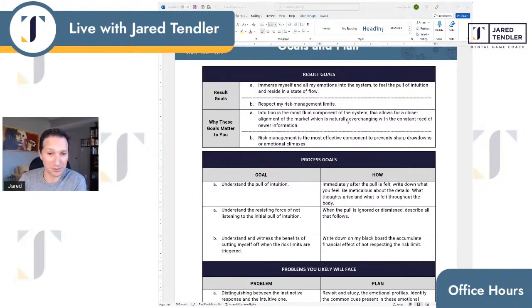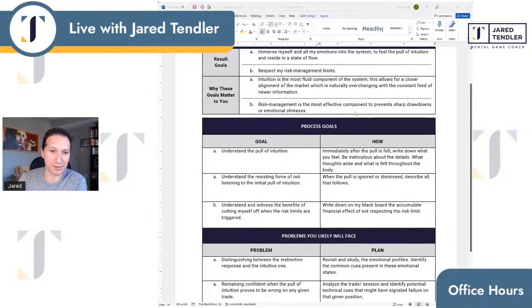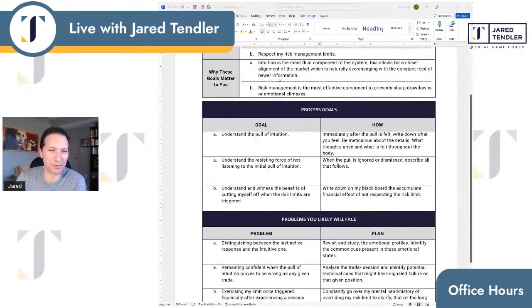So yeah, should all make sense, right? Not overly complicated, but very clear and very direct. So now we get into the process goals, right? So number one is understand the pull of intuition, right? And how immediately after the pull is felt, write down what you feel. Be meticulous about the details, what thoughts arise, and what is felt throughout the body. So this is like a mapping process, right? Mapping what intuition feels like.